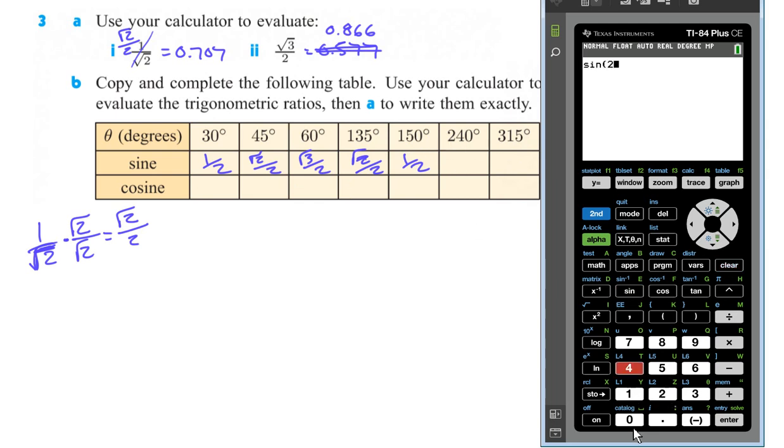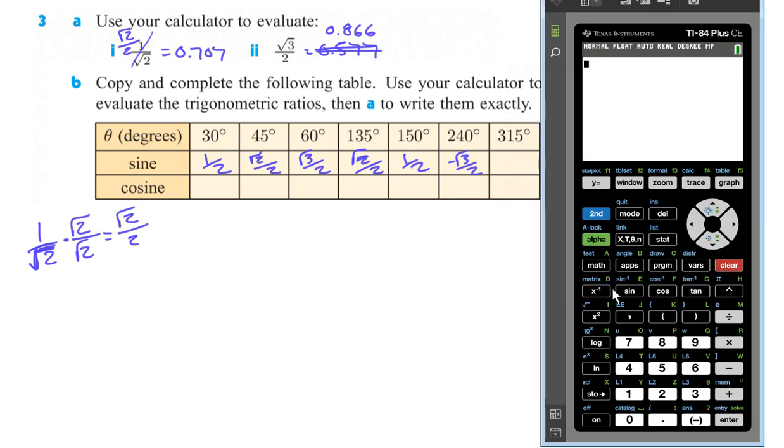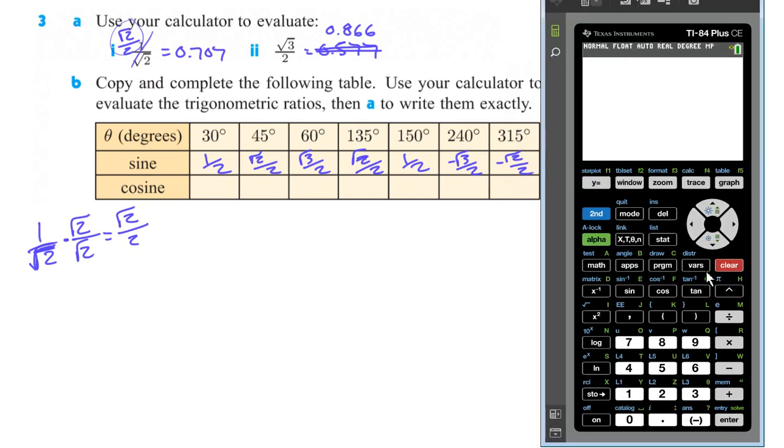That'll work fine too. Sine 240 is negative 0.866, so it's negative root 3 over 2, and then 315, we get negative 0.707, so negative root 2 over 2. Okay, the nice part about changing this into root 2 over 2 is, look, all of these are over 2 now, except for the one that's 1 over root 2. To fill in the second half, you just do the same thing.